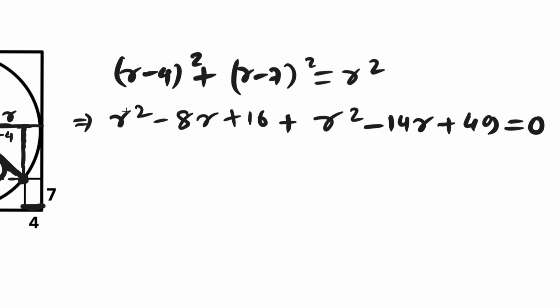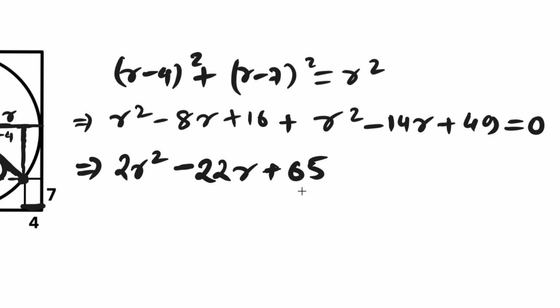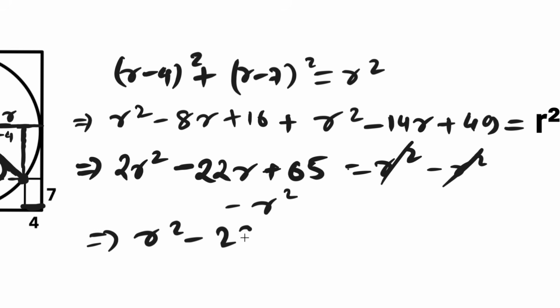Now combine the like terms. We have two R squared terms, and negative 8R minus 14R gives us negative 22R. Also, 16 plus 49 gives us 65, so we get 2R squared minus 22R plus 65 equals R squared. Now subtract R squared from both sides. This leaves us with R squared minus 22R plus 65 equals 0. At this point, we have a quadratic equation.